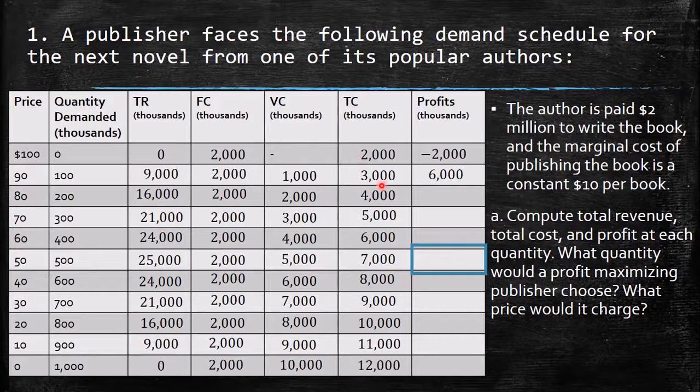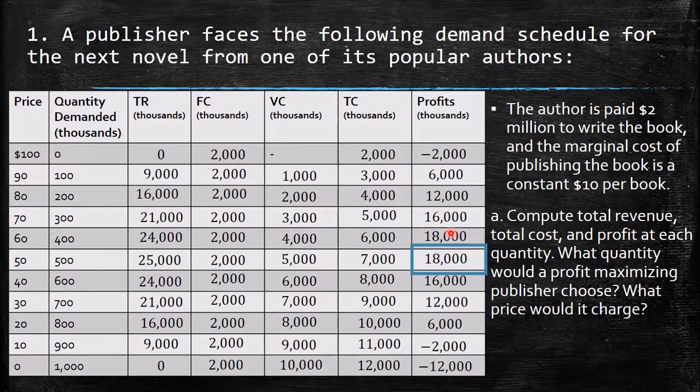Then you have this one, which is going to be 9 minus 3, then 16 minus 4, 21 minus 5, 24 minus 6, 25 minus 7, 24 minus 8, 21 minus 9, 16 minus 10, 9 minus 11, and then it's going to be this one, minus 12.